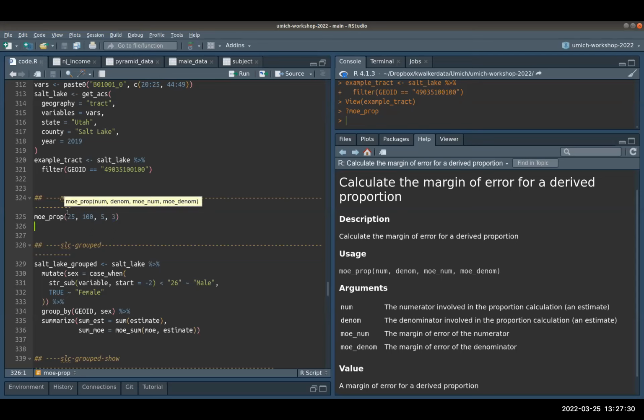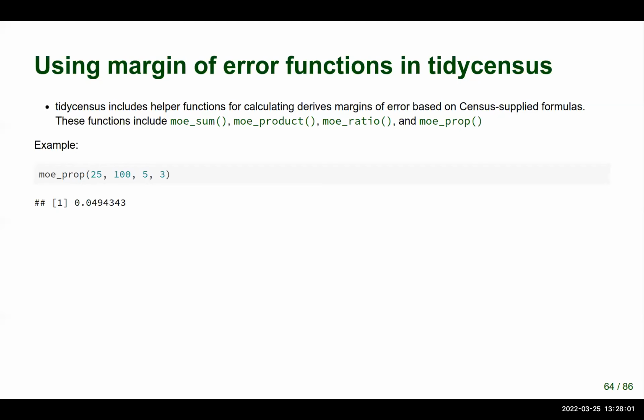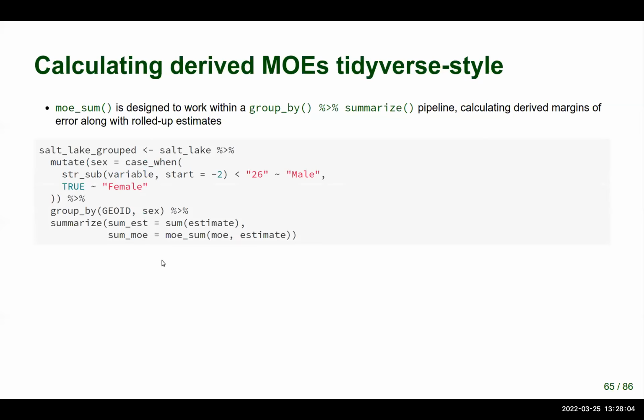So I can calculate moe_prop with my numerator, denominator, margin of error for the numerator, and margin of error for the denominator. I run that through, and I get the result, which is about 0.05. So my derived estimate is 0.25, and my margin of error around that estimate is about 0.05. I can take this a step further and embed it into workflows designed to work with margins of error in a tidyverse context. And this is just scratching the surface.